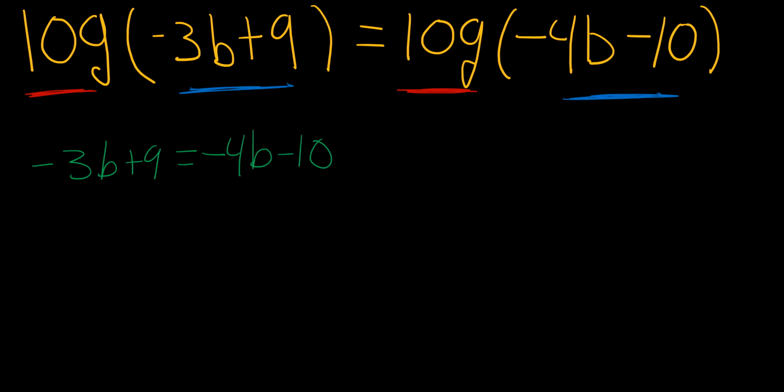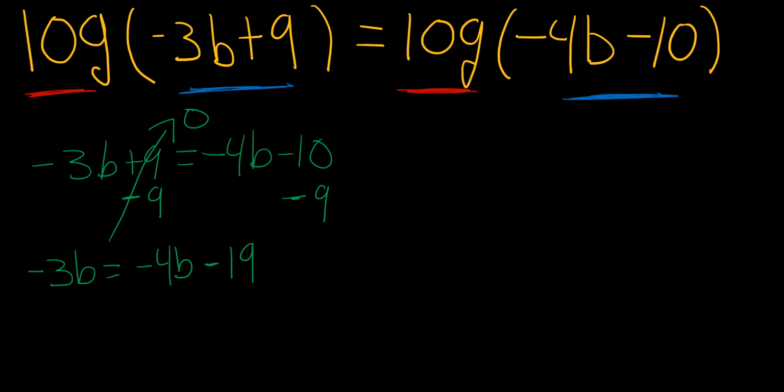Now all we have to do is some simple algebra and solve for b. So let's do it. I'm going to start by subtracting 9 on this side, and if I subtract 9 on this side, I have to, that's right, subtract 9 on the other. So plus 9 and negative 9 gives you 0. You're then left with negative 3b equals negative 4b. Negative 10 and negative 9 is negative 19.